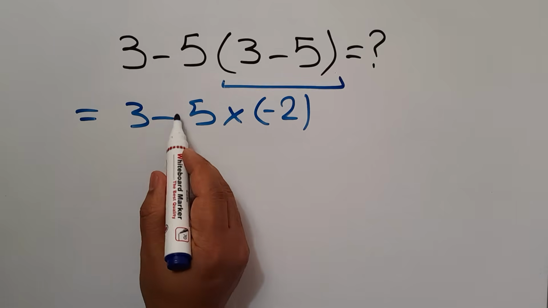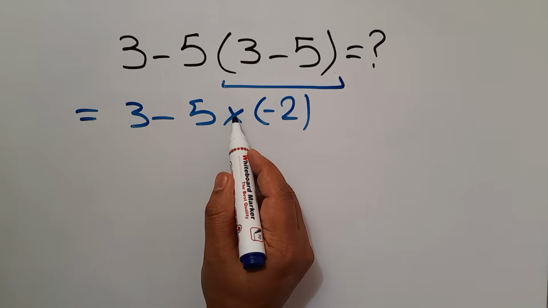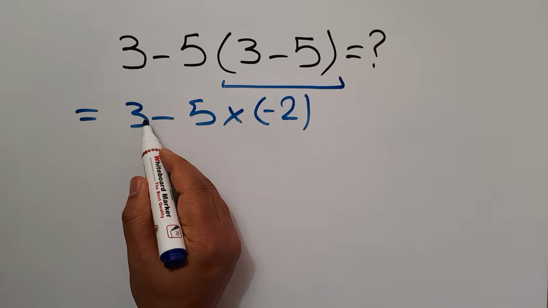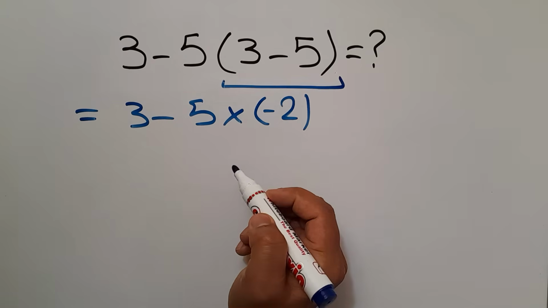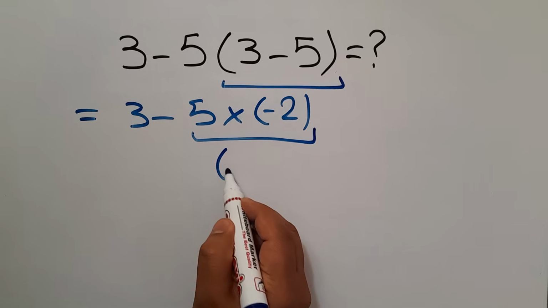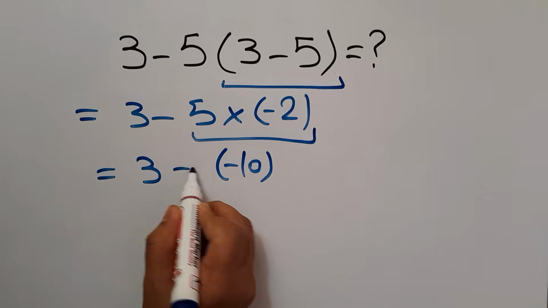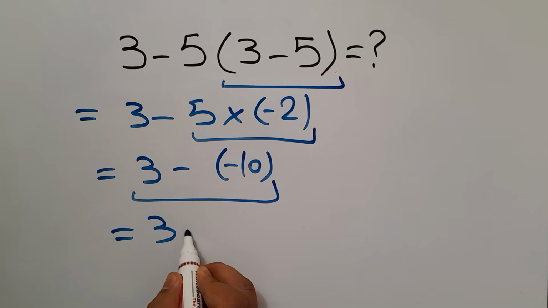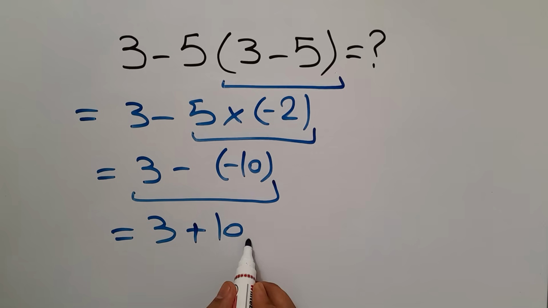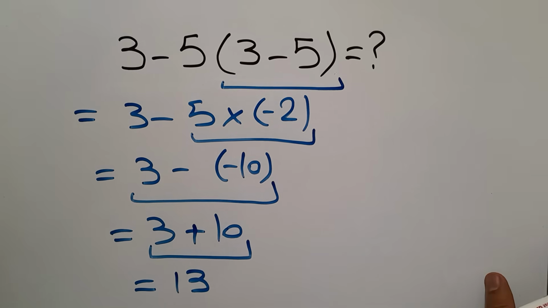Here we have this subtraction and this multiplication. As we know, multiplication has higher priority than subtraction. So first we do 5 times negative 2, which equals negative 10. Okay, so we have 3 minus negative 10, which equals 3 plus 10, and 3 plus 10 gives us 13. So our final answer to this problem is just 13.